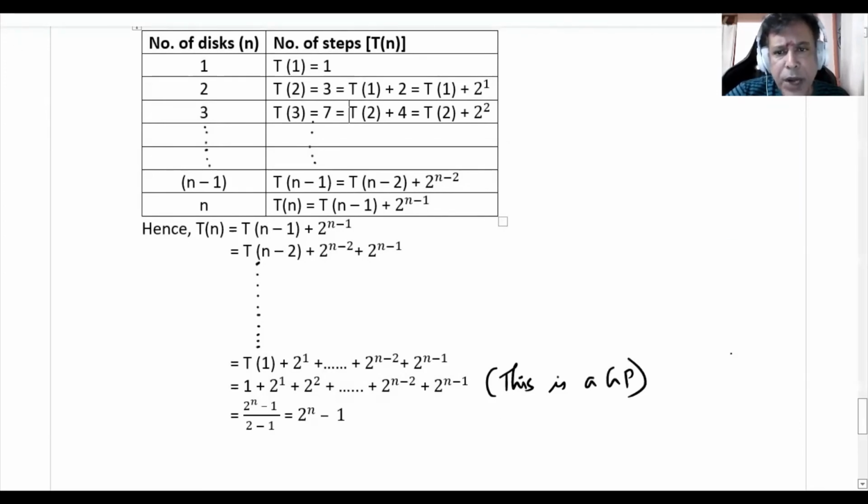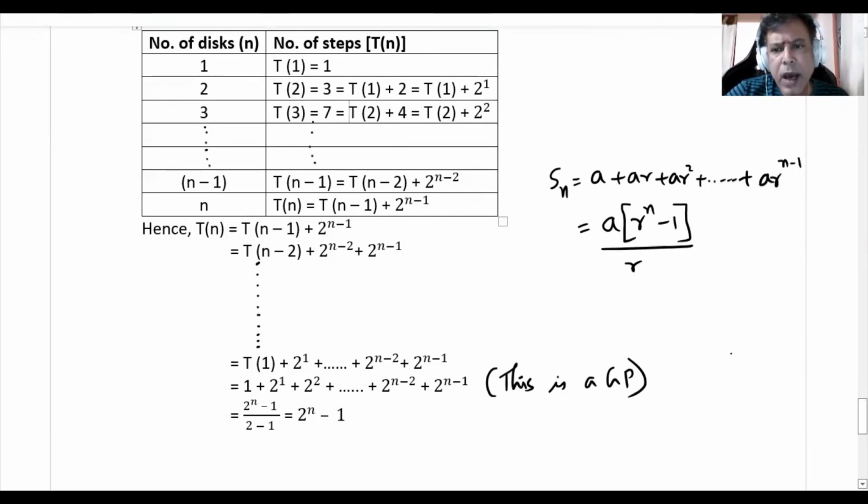And we know in a geometric progression, let us say the sum of first n terms is a plus ar plus ar squared and so on, we know the nth term for a geometric progression is ar to the power of n minus 1. Then the formula for finding out the sum of first n terms is a times (r to the power of n minus 1) divided by (r minus 1).